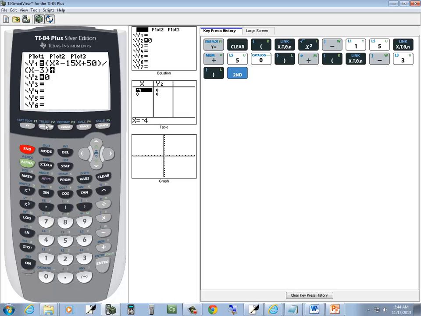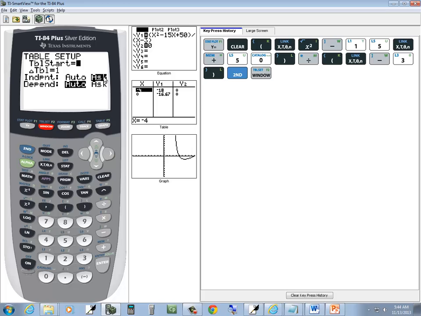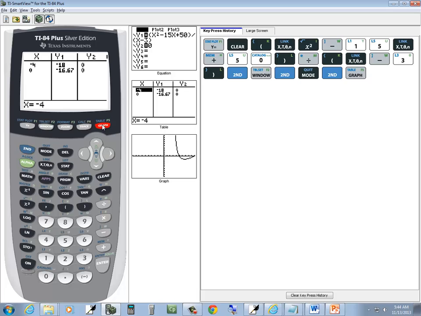Now your calculator has to be set up correctly. So if you do second window, your independent should say ask. If it doesn't say ask, down arrow to that line, right arrow, put your flashing cursor on ask and press enter one time. Then second mode to exit out. Now if you go to second graph to the table, I'll press delete a couple times, clean out those old numbers.